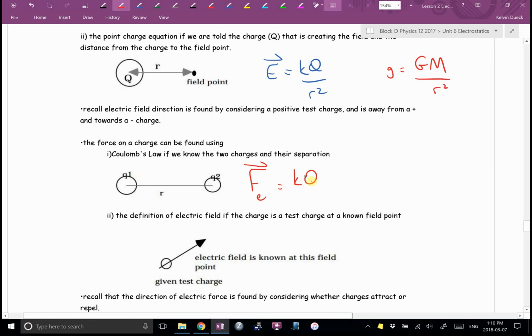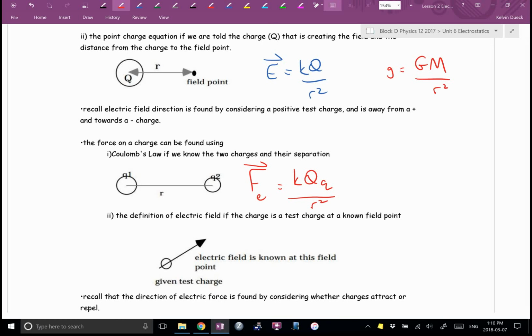K, Q1, Q2. Oh, you know what? Instead of writing Q1, Q2, big Q, little q over r squared, I'll make it look even more like our gravity equation, where big Q is the planetary charge that's sending out the electric field, little q is the little satellite charge that's stuck in the electric field and either getting repelled or attracted.